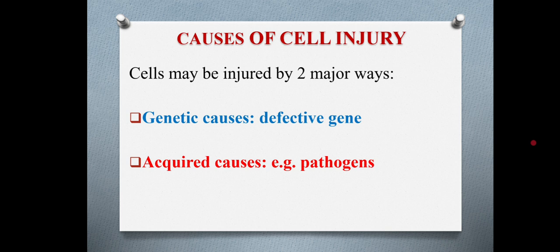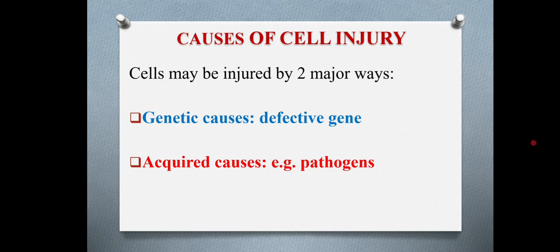So the causes of cell injury are categorized in two main factors. They are what we call genetic causes. Genetic simply means that these causes of cell injury were not acquired by a person, but they are inborn. They could be inherited. Defective genes, for example. Someone is born with defective genes that make cells grow abnormally or injure themselves. Those things are inherited.